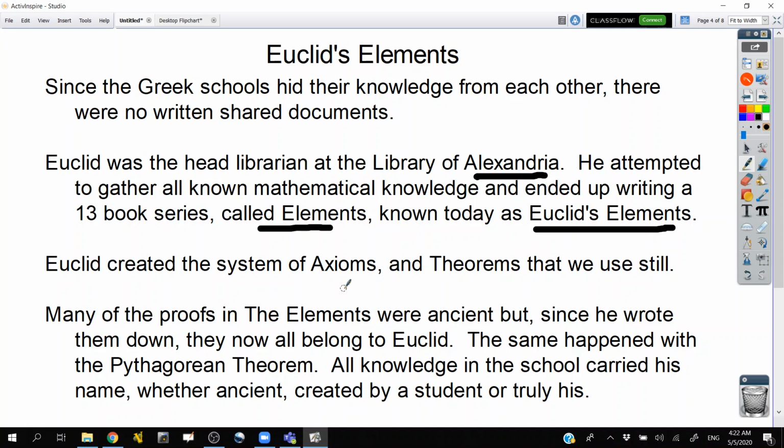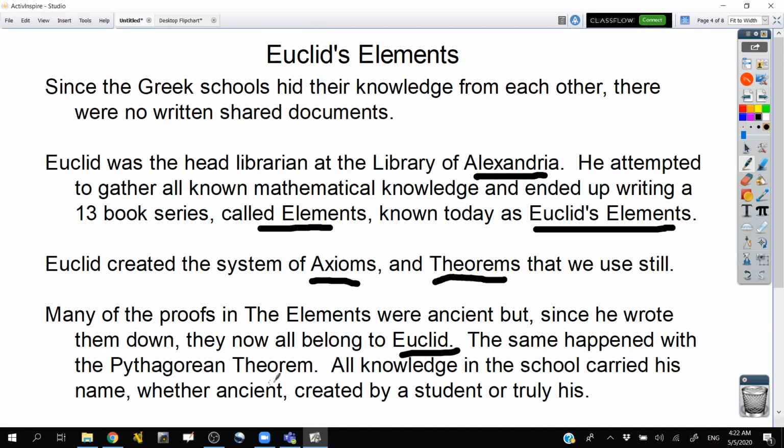Anyway, he created a system of axioms and theorems that we still use. So his idea of accepting some things to be true, and using them to prove other things, was an idea of his that carried through to today. Many of the proofs in the Elements were ancient, but since he wrote them down, now all of them belong to Euclid. And we just say Euclid's Elements is the foundation of all of this.